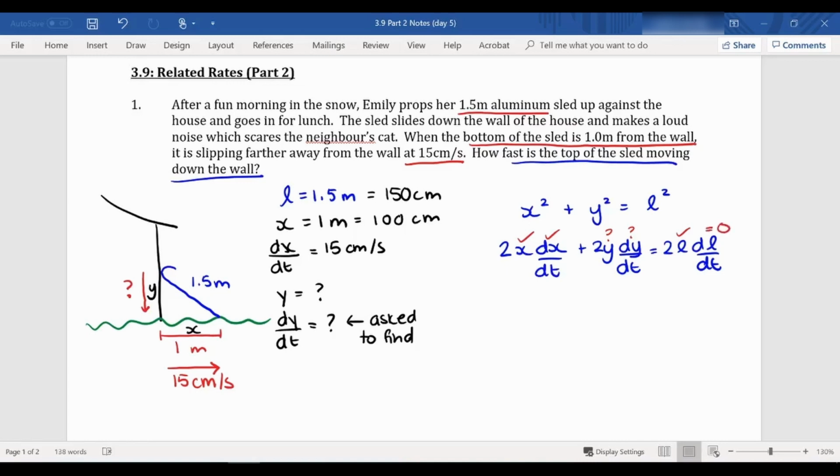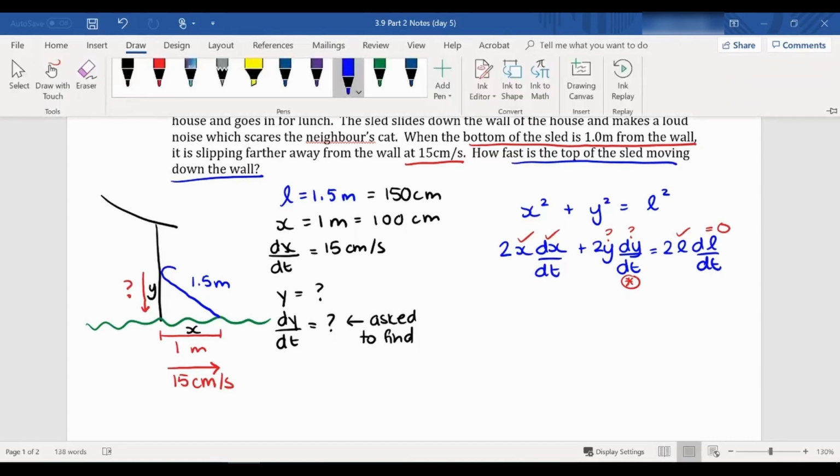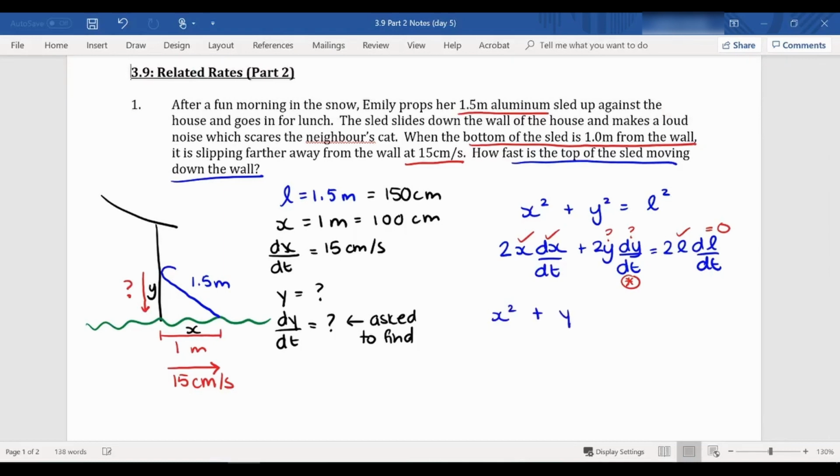So, the problem is we've been asked to find dy dt. We can't do that unless we know y, but we can find y. We have the Pythagorean theorem. So to find y, we have x squared plus y squared equals L squared. X we said was 100. Y is what we're trying to find. L is 150. So y squared is going to be, if I grab my calculator here, 150 squared minus 100 squared, which gives me 12,500.